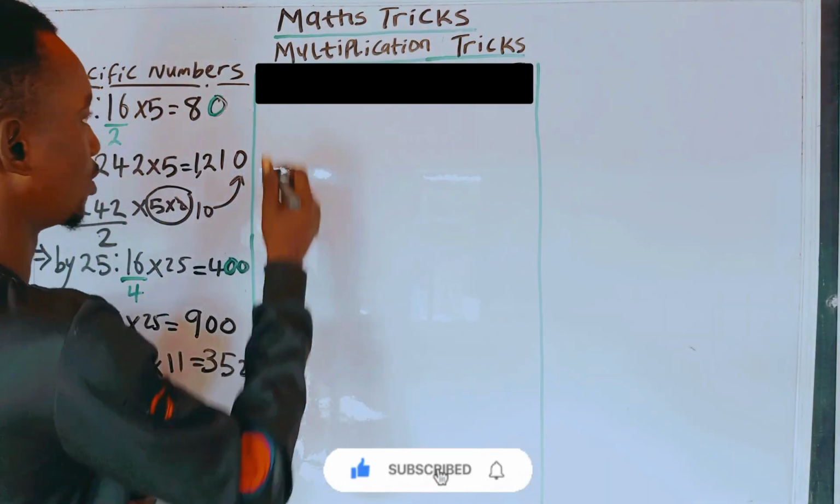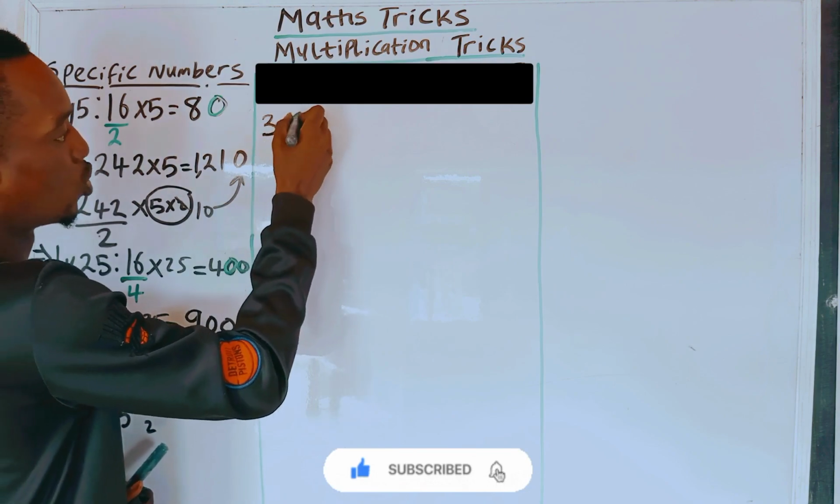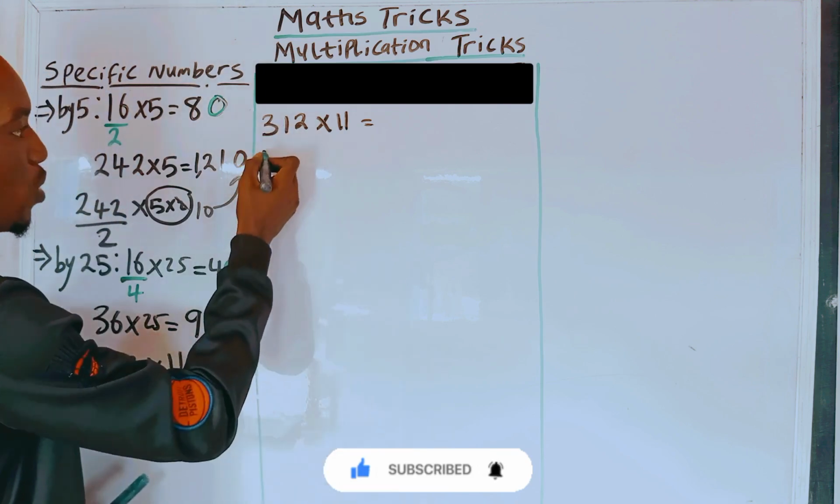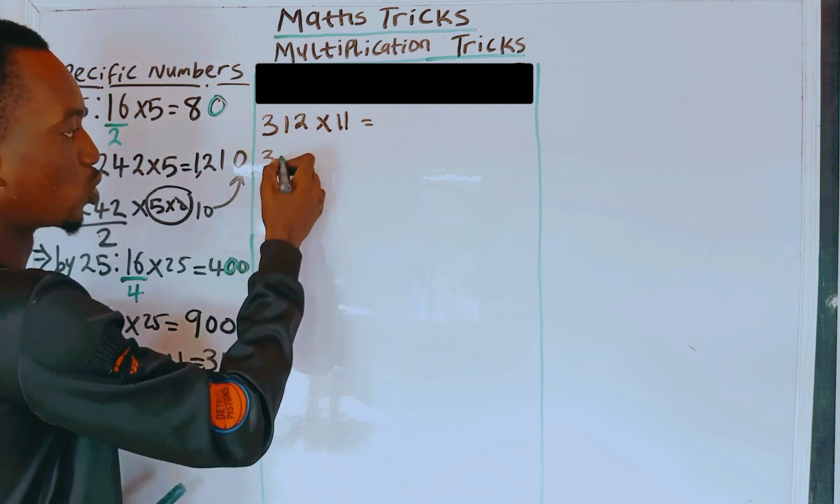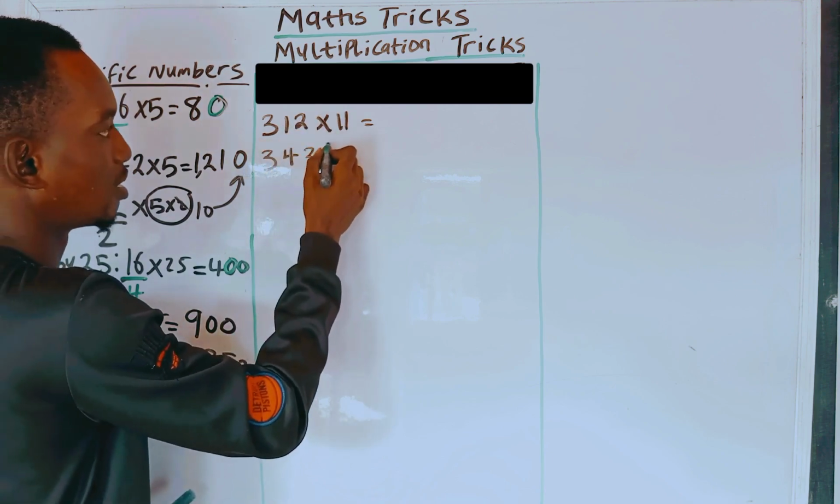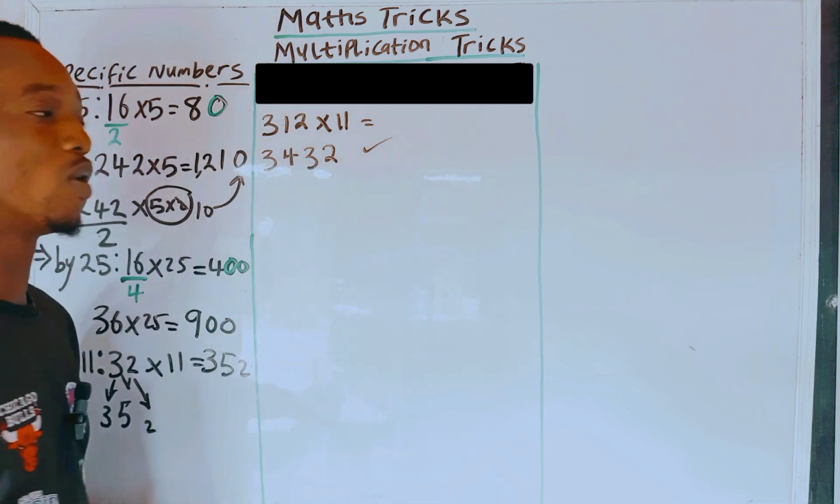Multiplying 3 digits by 11. So let's say we have 312 by 11. Well, the trick still works also. You write the first digit, 3. 3 plus 1, that's 4. 1 plus 2 is what? 3. Write the last digit, 2. That's the answer.